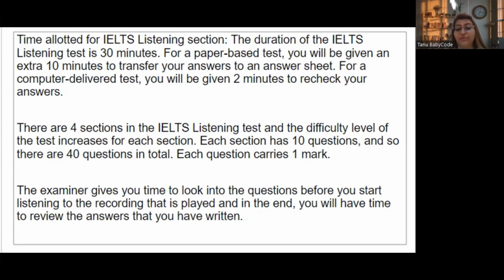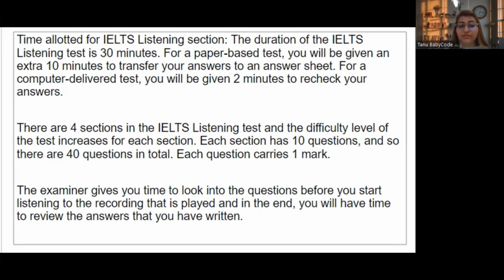Now, what does the examiner give you? The examiner gives you some time to look at the questions before you start listening to the recording, and at the end also. Before starting section 1, you have around 30 seconds to look at your questions. You can analyze your questions and start predicting. After completion of sections, you also have some time to review the answers you have written.